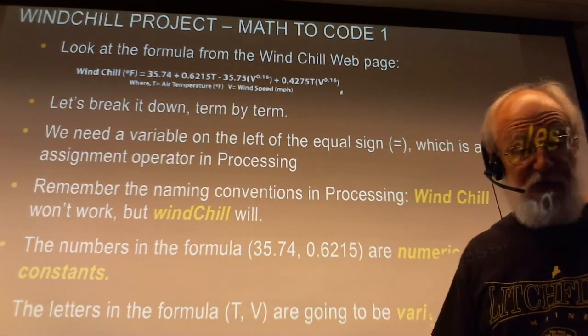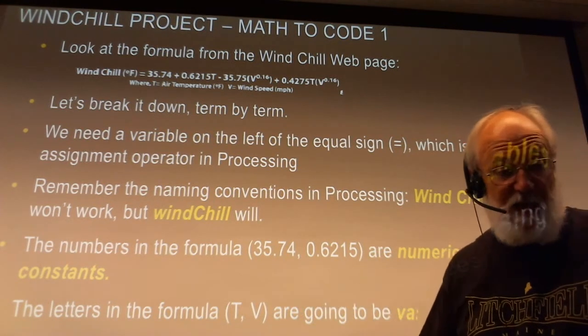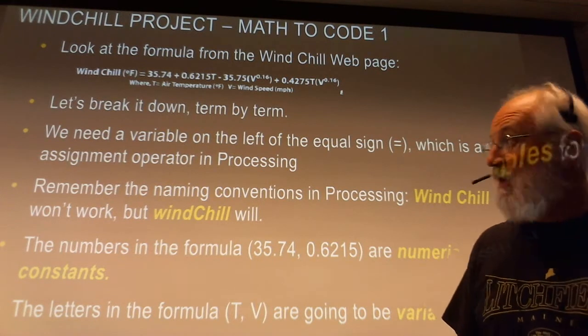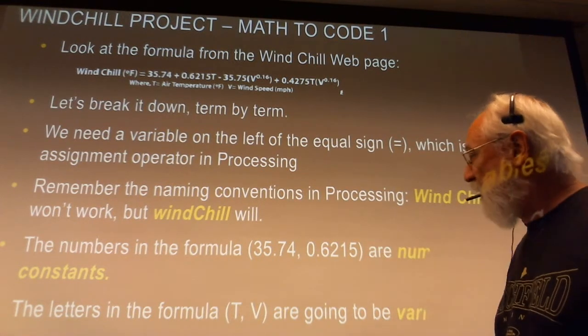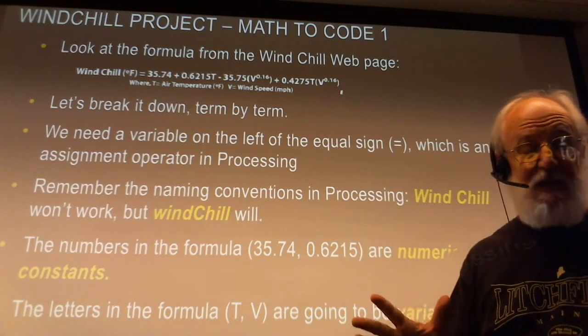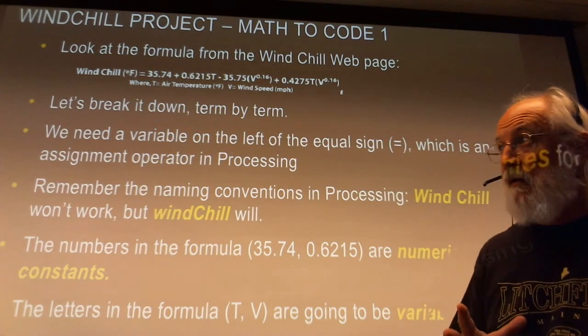So we have three variables so far, windChill, T and V. T and V are on the right-hand side of the assignment operator in the arithmetic expression. windChill is on the left-hand side, and some constants. The next thing we're going to look at in the next video is, okay, how do we put these together with operators to actually do the math to get the result?